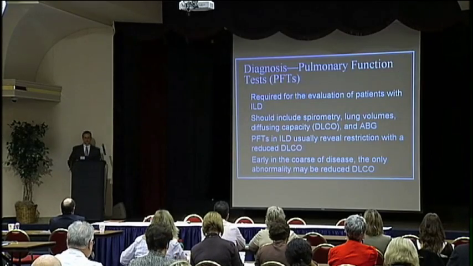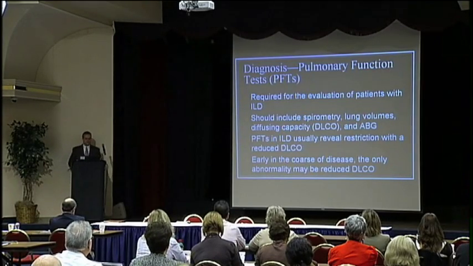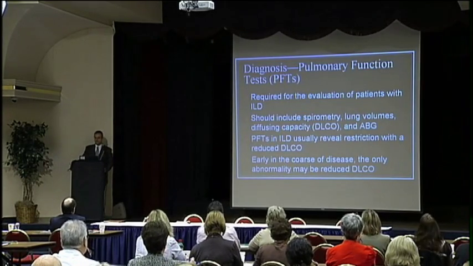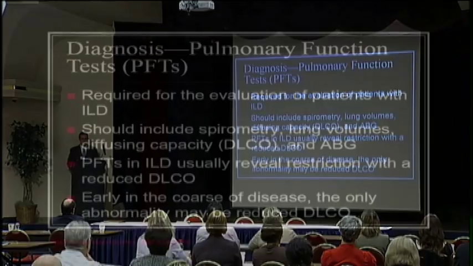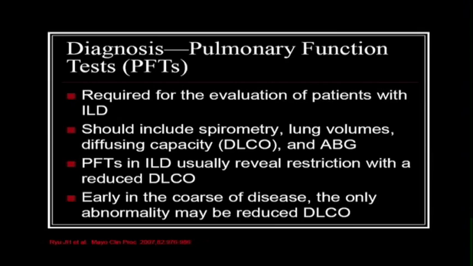What about pulmonary function testing? This is one of the cornerstones of diagnosis of patients with interstitial lung diseases and actually patients with respiratory complaints at all. In general, this should include full pulmonary function tests, including spirometry, lung volumes, diffusing capacity, or DLCO, and we usually do a pulmonary arterial blood gas with this as well.